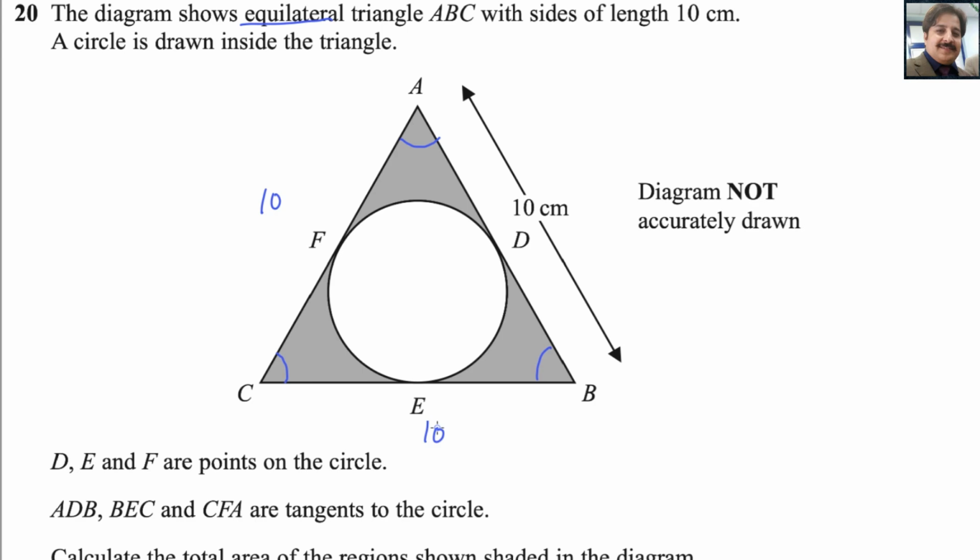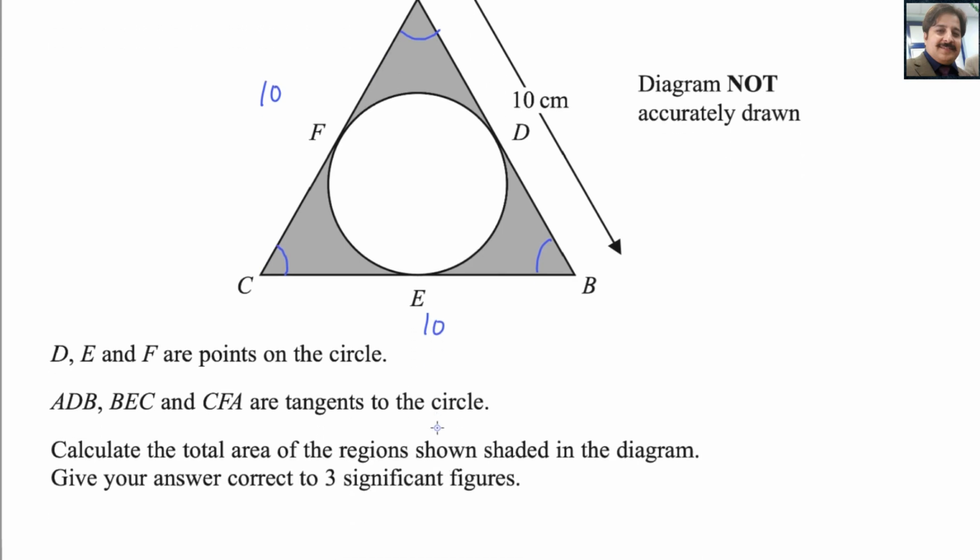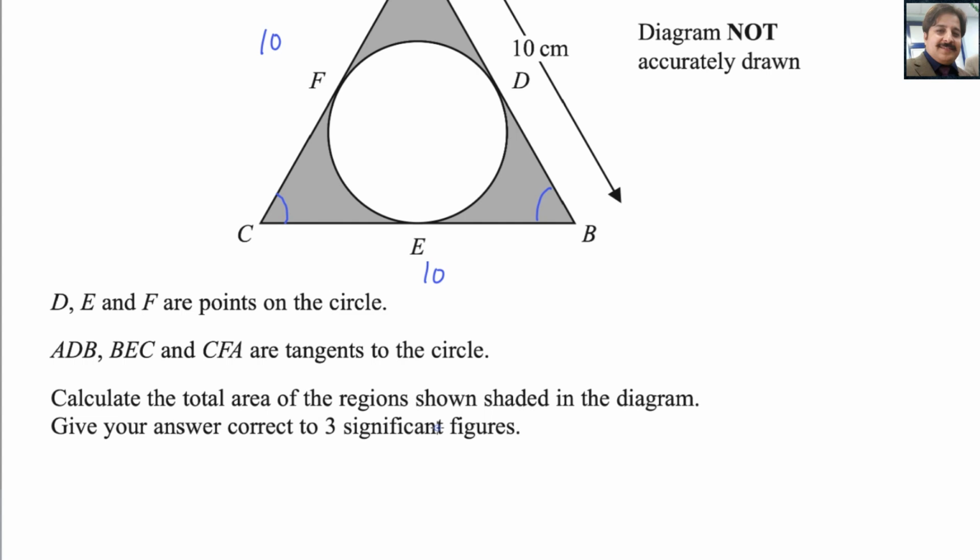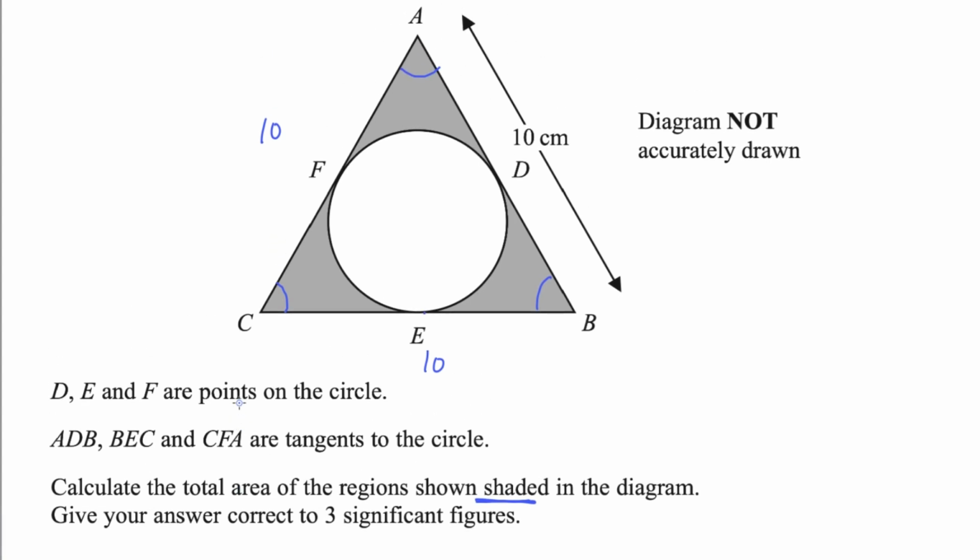Now, D, E, F are points on the circle. AB at D, BC at E and CA at F are tangent to the circle. Tangent means they are touching the circle at one point only. That's it. They are tangent. This line is touching at one point only. Calculate the total area of the shaded region. To find the shaded area, we will subtract the area of the circle from the area of the triangle. It is very much clear from there.